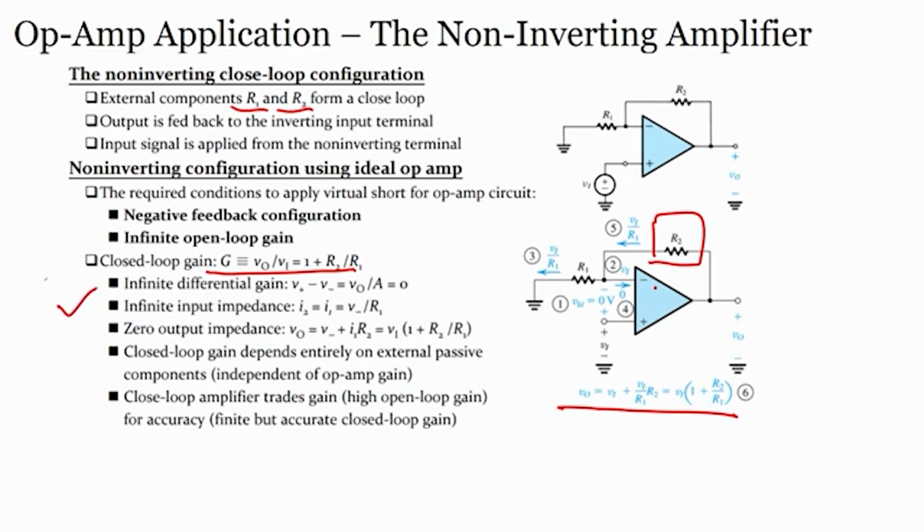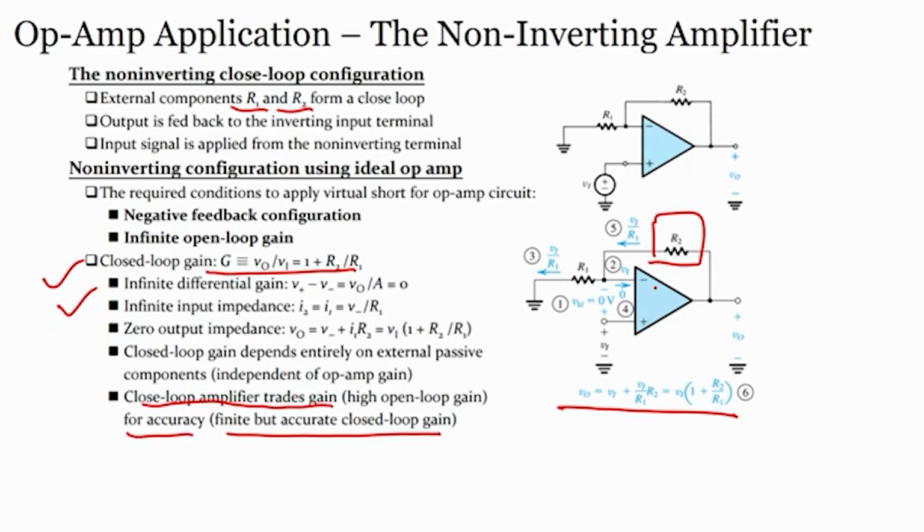Infinite input impedance, same thing we are saying 100 times, so it is very difficult to forget. Infinite differential gain, infinite input impedance, 0 output impedance, closed loop gain depends entirely on external passive components. The same thing we have repeated in the inverting amplifier, and the same is there for the non-inverting amplifier. And finally, the closed loop amplifier trades gain for accuracy, a finite but accurate closed loop gain. That means we can change the gain if we apply closed loop, we have control over the closed loop gain when we apply feedback to the amplifier.